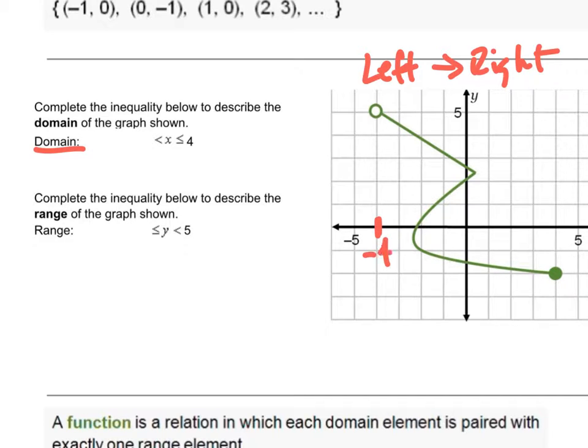Yeah, it's negative. Okay, so negative 4. So I have x values, and that's the thing. I start at negative 4. Here's my graph. I notice that I have x values that start at negative 4.